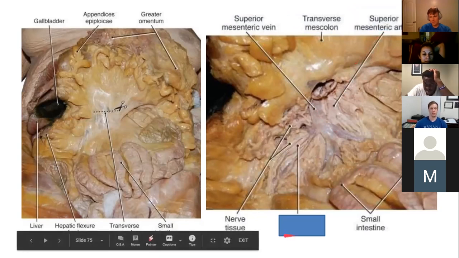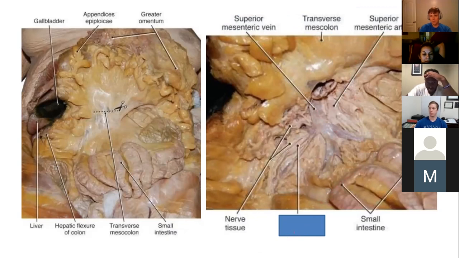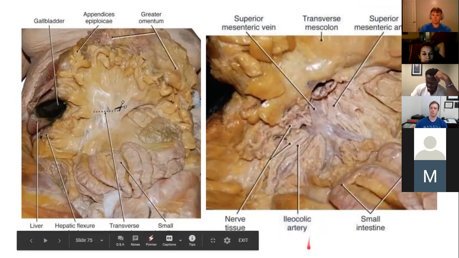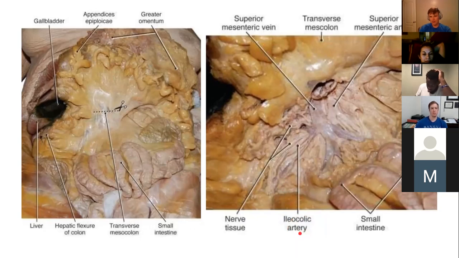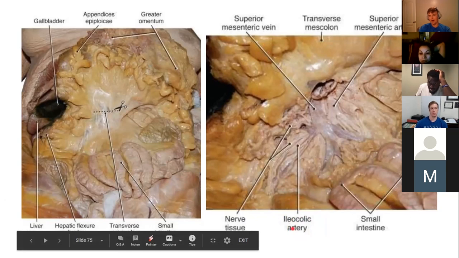So the celiac trunk is above the stomach, and since we're below the stomach, that's why it's the superior mesenteric artery, the SMA. All right, our last one there. He only pointed to this slide in his review, saying that this is what's inside of the mesentery: arteries and veins.